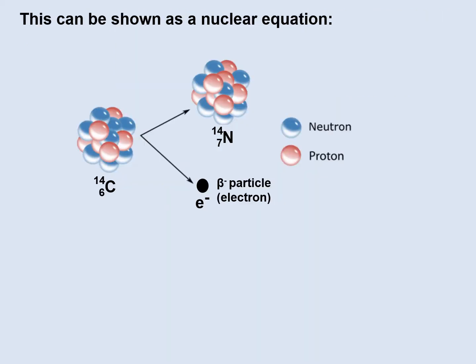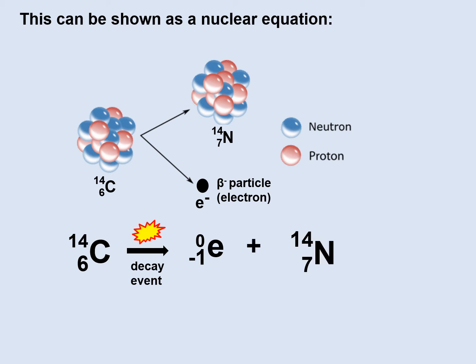So let's look at this in the form of a nuclear equation. There's a diagram from the previous slide. So we've got our parent nucleus, the carbon-14 nucleus, and again, the decay event happens, and we know that a beta minus particle is emitted. We know as a result of that, that a neutron has turned into a proton, and therefore nitrogen-14 has been formed. Again, be really clear on that.